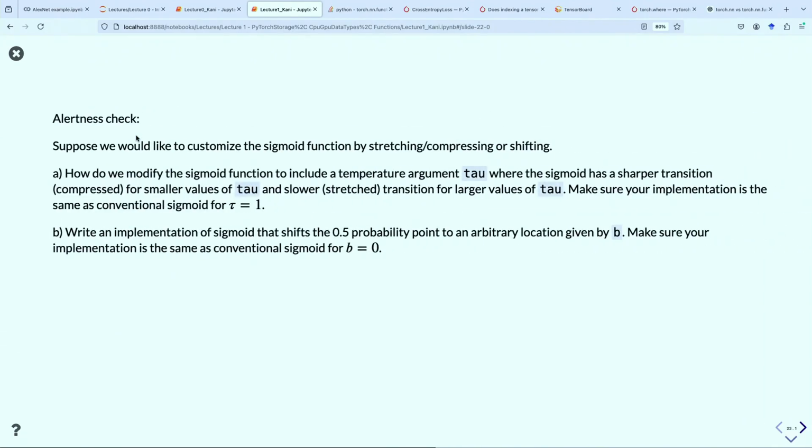Okay, any ideas for how we would modify the sigmoid function to include an argument tau, where the sigmoid has a sharper transition for smaller values of tau and a stretched transition for larger values of tau? Any ideas for how you would modify this little mathematical function so that it stretches with tau? Yeah.